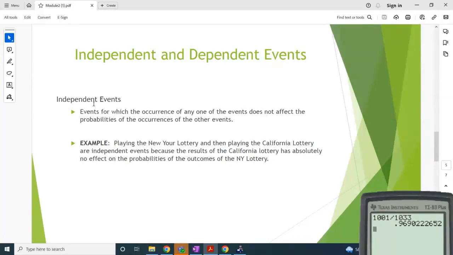Next, we have independent events. And independent events occur when one event does not affect the other event. And here's an example, and it says playing the New York lottery and playing the California lottery are independent events because the outcome of the California lottery has absolutely no effect on the outcomes of the New York lottery.